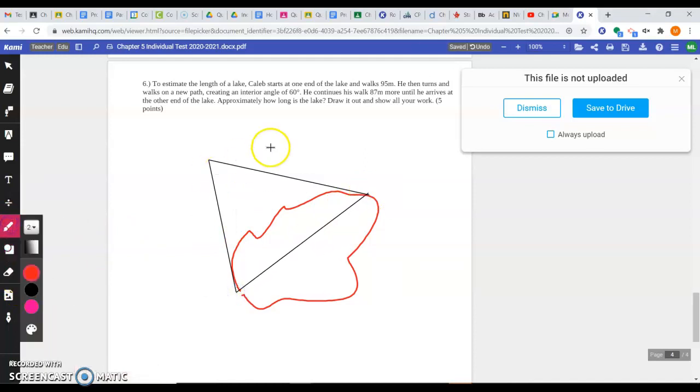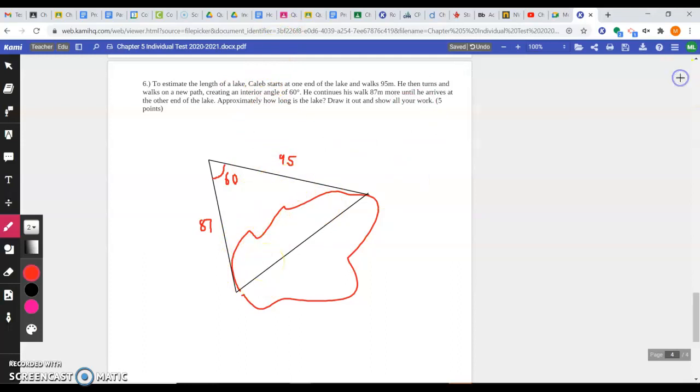Well, let's label our sides. He first walked 95 meters, so this side is 95. He turned at a 60-degree angle. He then walked 87 more meters. And we're looking for our missing side over here across the lake. Well, this is a non-right triangle because nowhere in here does it say it's a right triangle and nowhere in here does it say there's a 90-degree angle.